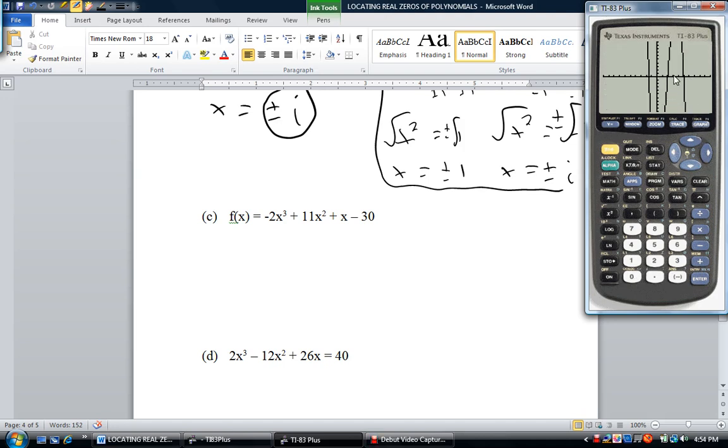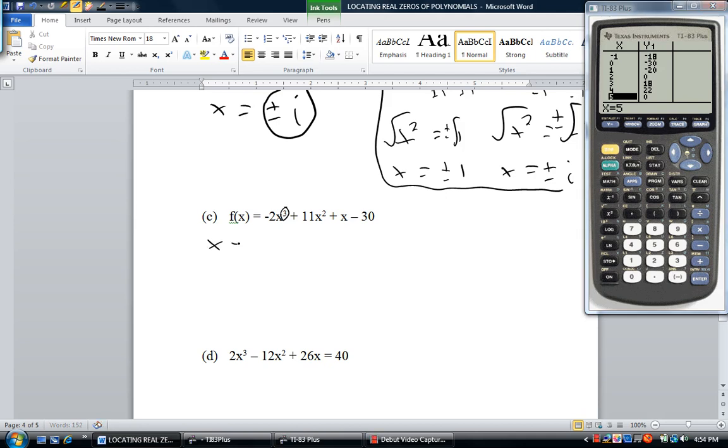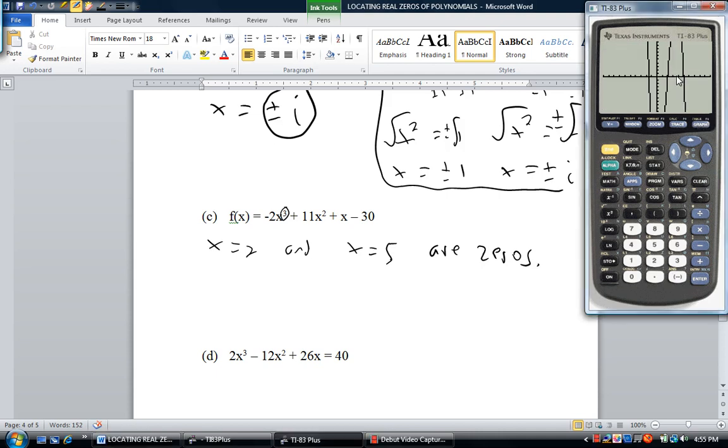Looks like I have 3, and I'm looking for 3 because of that exponent. Let's go to the table and see what we can find. I see 1. I see a 2. So I see from the graph x equals 2 and x equals 5 are zeros. And that's from the graph. And I have a third one over here. I think I can find that one.